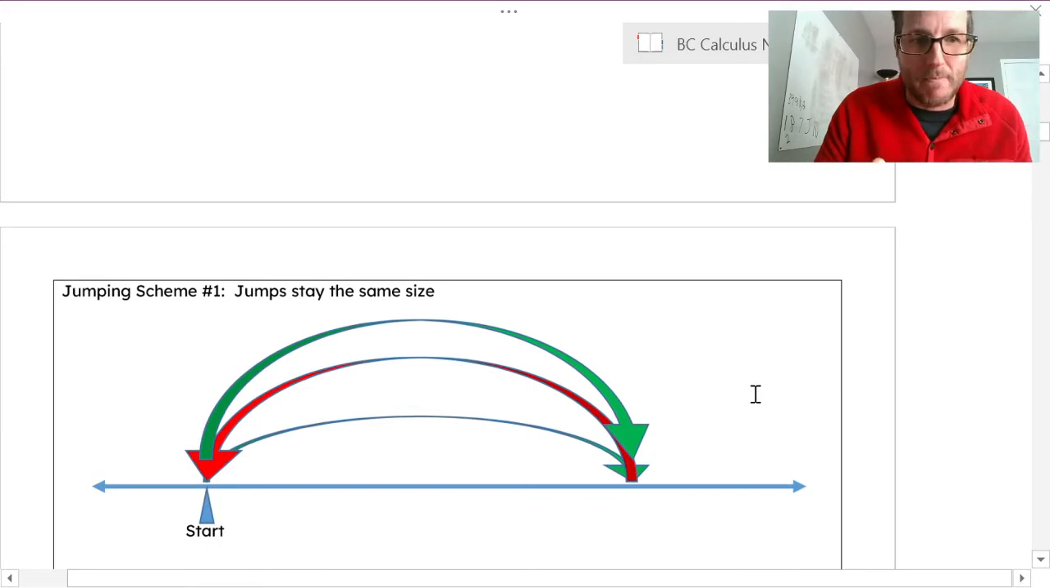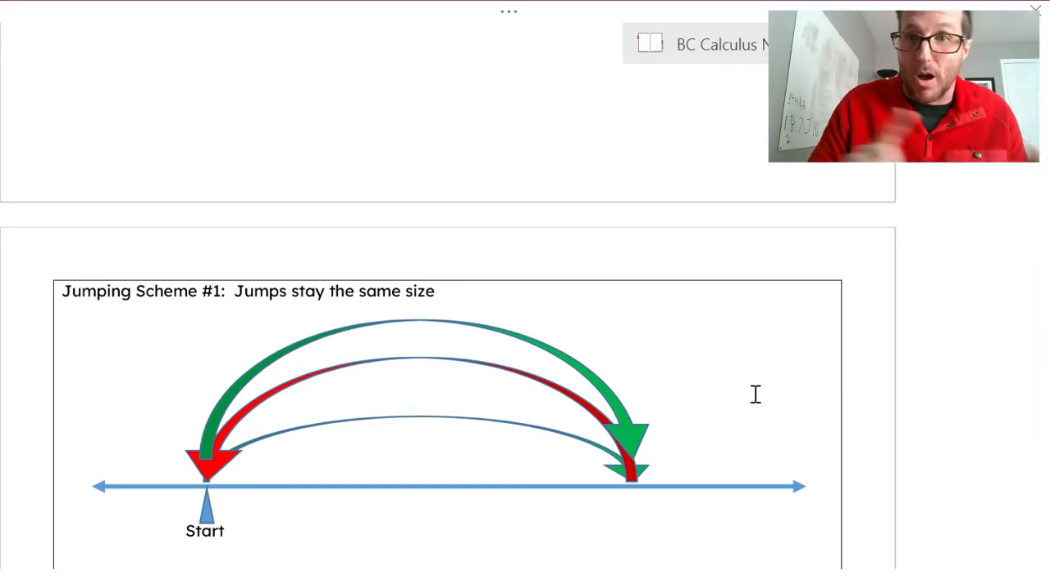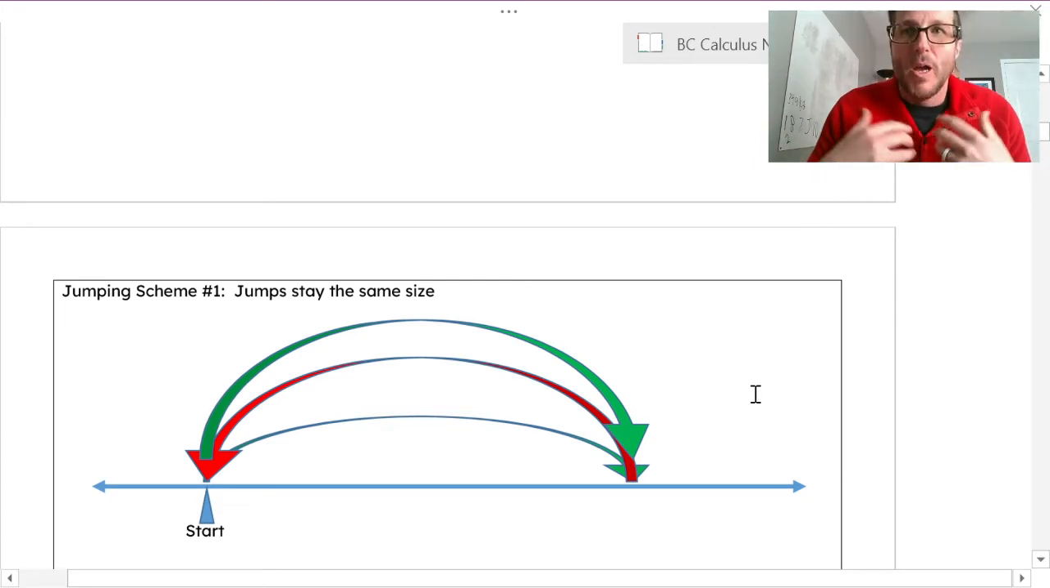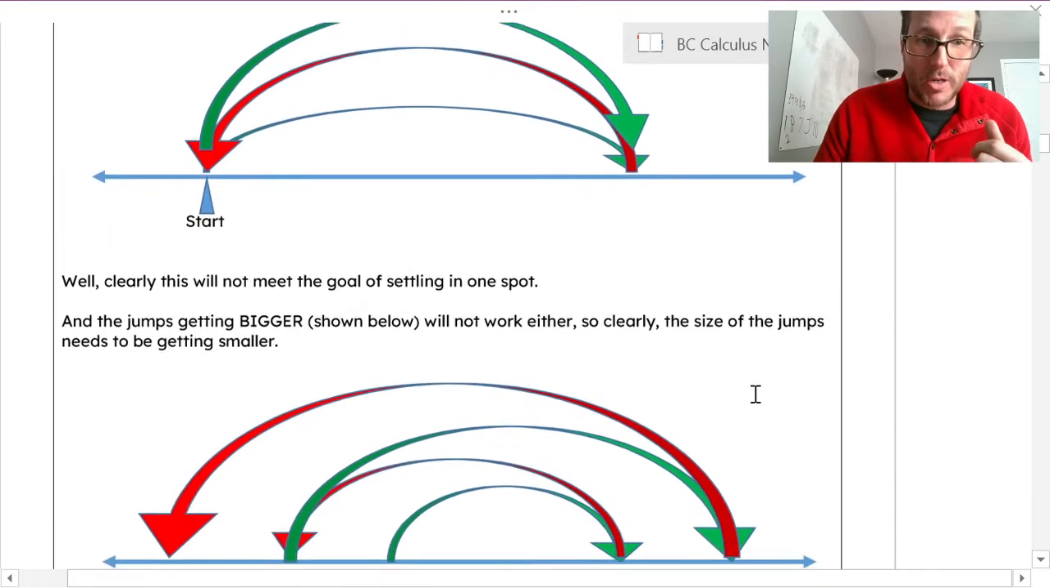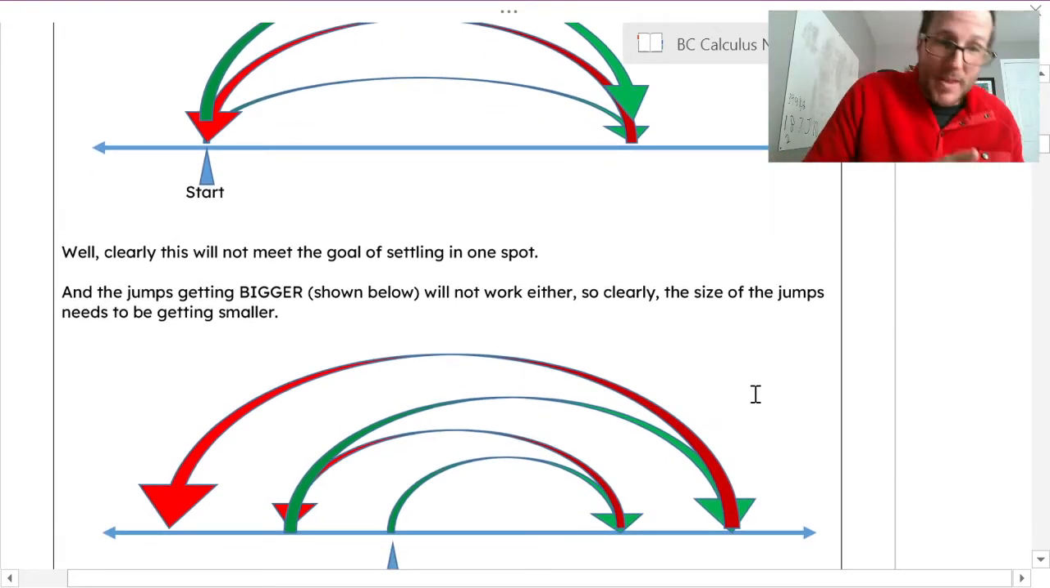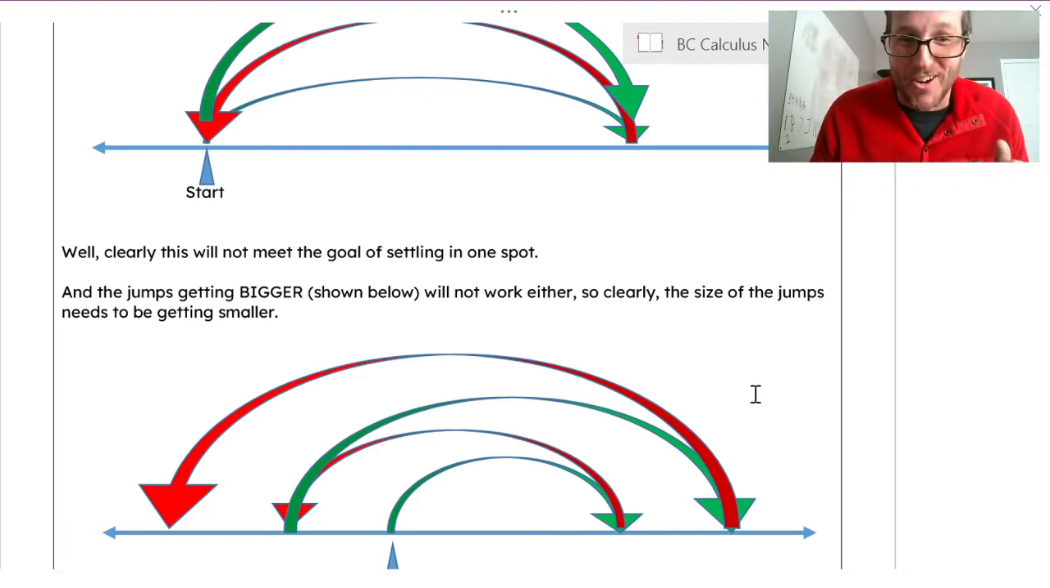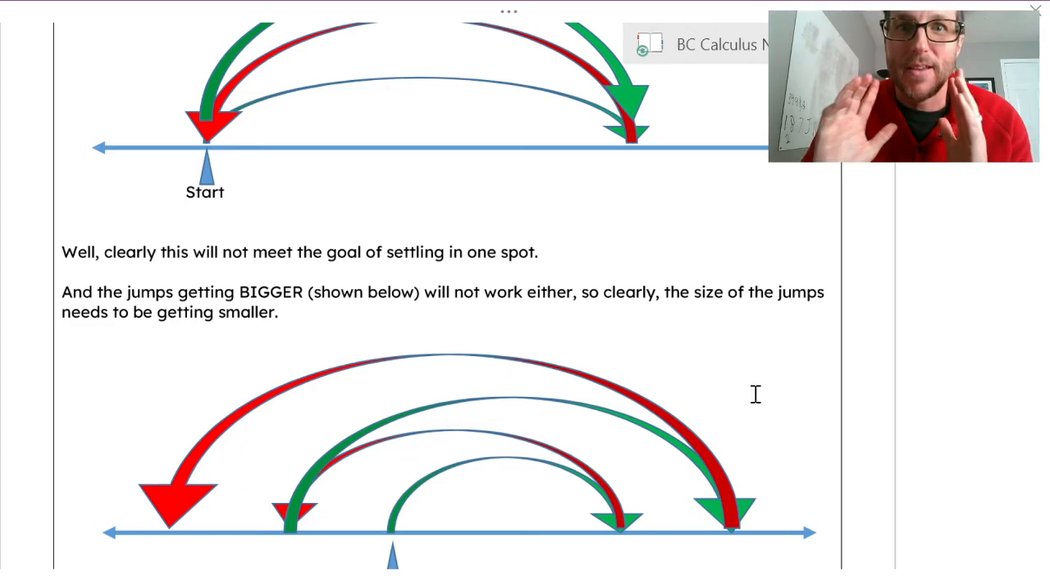So maybe here is one scheme that you could take where your jumps are always the same size. There's a workout that I do where I'm always jumping the same distance back and forth. Well, does that mean that we're converging to one spot on the floor? No, clearly not. We're just jumping the same amount. Well, that means the jumps can't stay the same size. So the jumps could get bigger. If the jumps get bigger, then obviously that's going to be harder and harder to perform, but I'm not converging onto one spot in the center. So that means the jumps can't be getting bigger. They have to be getting smaller.